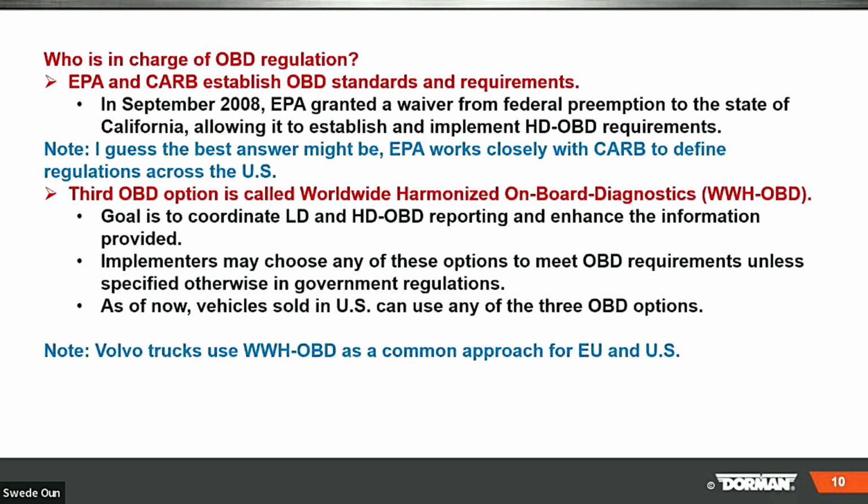Okay. So my question always is, and I'm sure all you guys, if you get into this, wonder: who really is in charge of OBD regulations? The best way I can explain, I guess, is EPA and CARB. They establish OBD standards and requirements. A perfect example is in 2008, EPA granted a waiver from federal preemption to the state of California, allowing it to establish and implement heavy duty OBD. So I guess both of them work closely together.